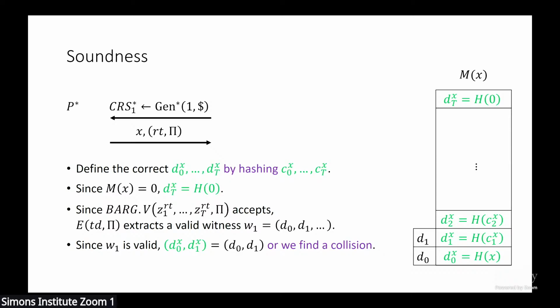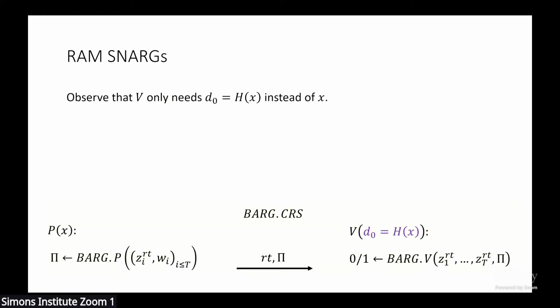I'll just say briefly that this idea of hashing down the configurations is very useful, especially when you're trying to argue about computations over very large inputs. What is the observation here? The observation is that in our protocol, the verifier doesn't actually need to know the input x. It's enough that it knows the hash of the input. Why? Because in order to define this first statement, we're just comparing to the hash of x. We're not using x. So this is great. It turns out to be very useful. We call it RAM SNARKs.